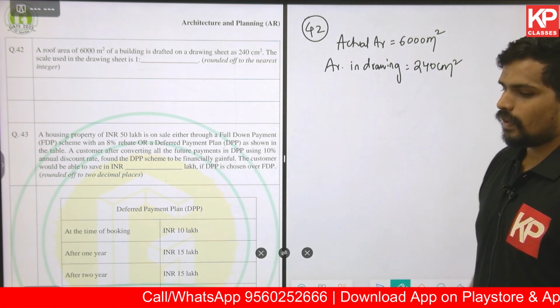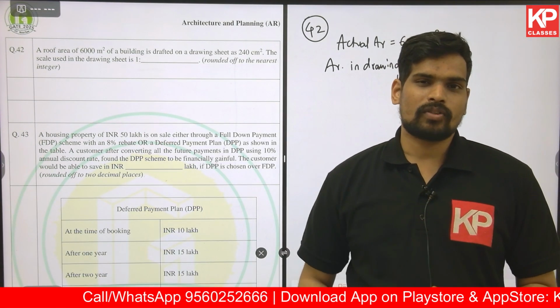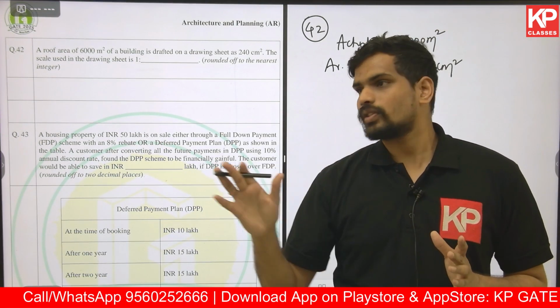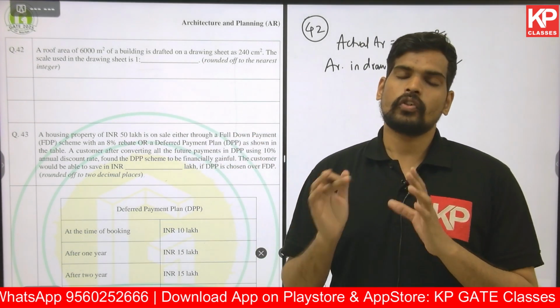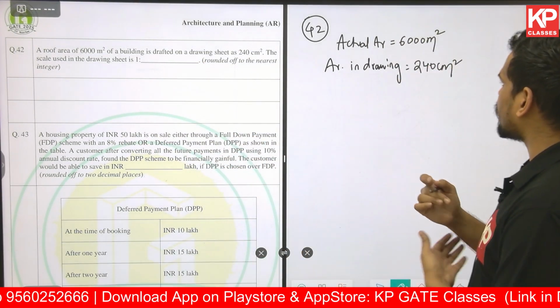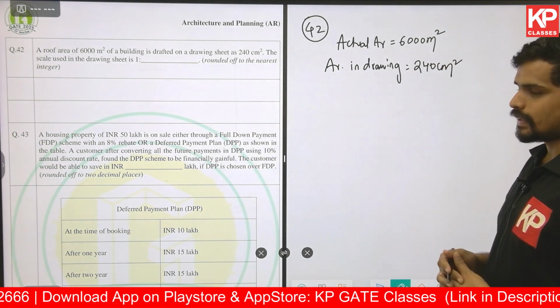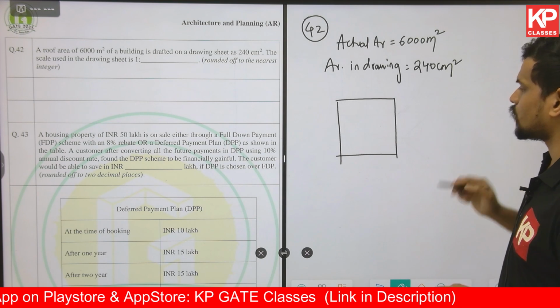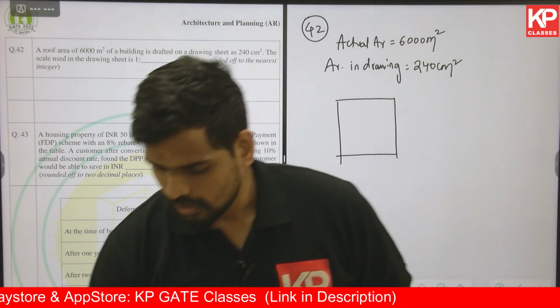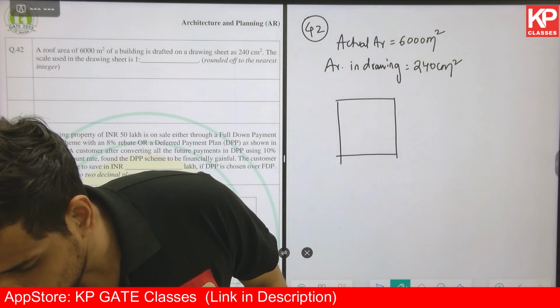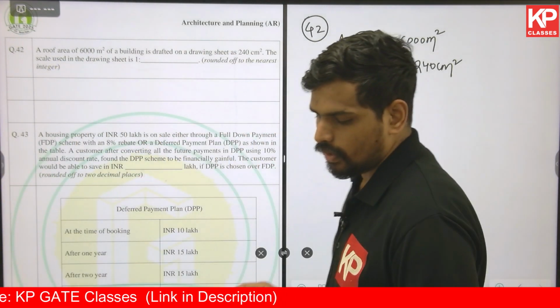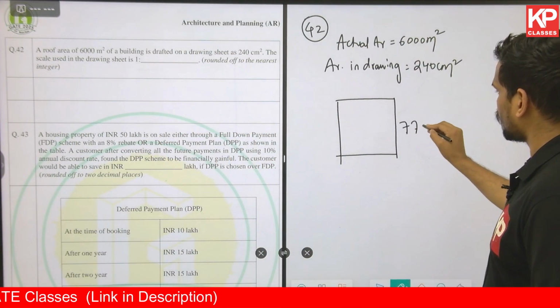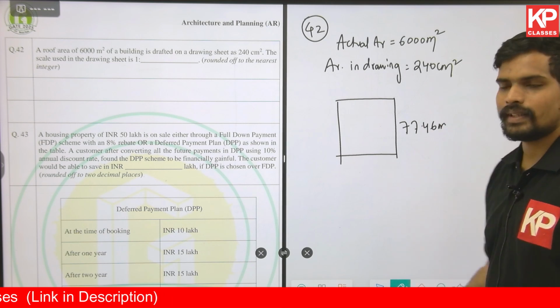Whenever you have questions based on area, you will need to first convert it into length, because scale is always in terms of length. For example, if you assume this actual area of 6,000 square meter as a square plot, what will be the side of the square? Square root of 6,000, that is 77.46. This is what the side of the square will be.